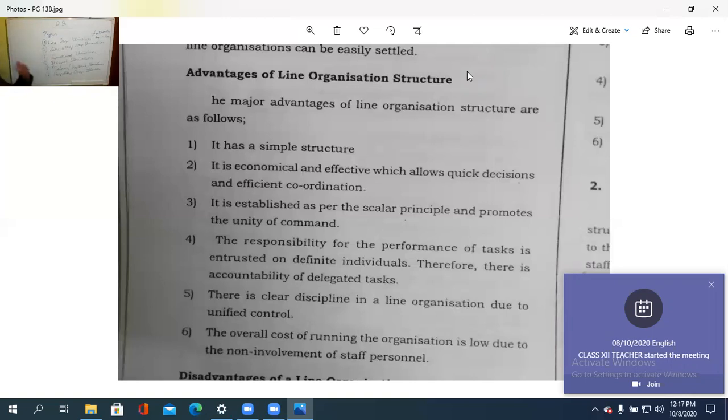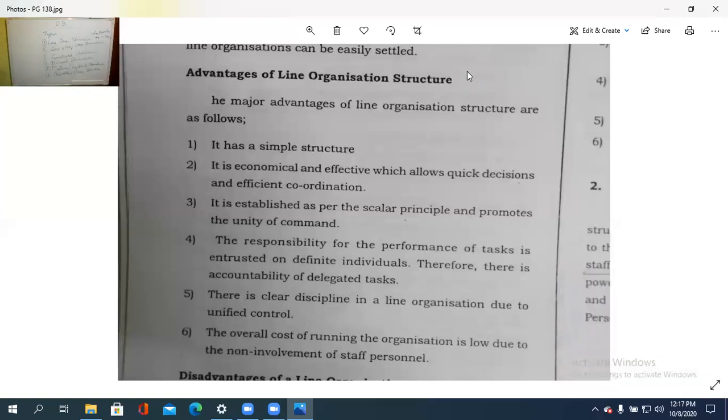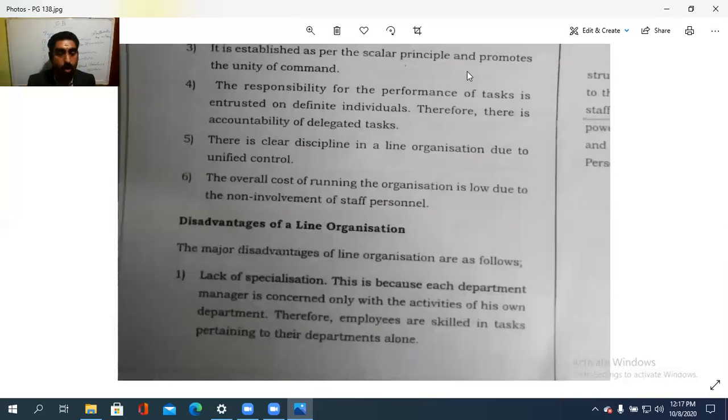Line organization discipline means nobody will question the senior managers. There should be the authoritarian delegation from the top, next, like that, till it comes to the lowest level or the last level. Then the overall cost of running the organization is low due to the non-involvement of staff personnel. So the cost with regard to adopting this structure is very low due to the non-involvement of staff personnel.